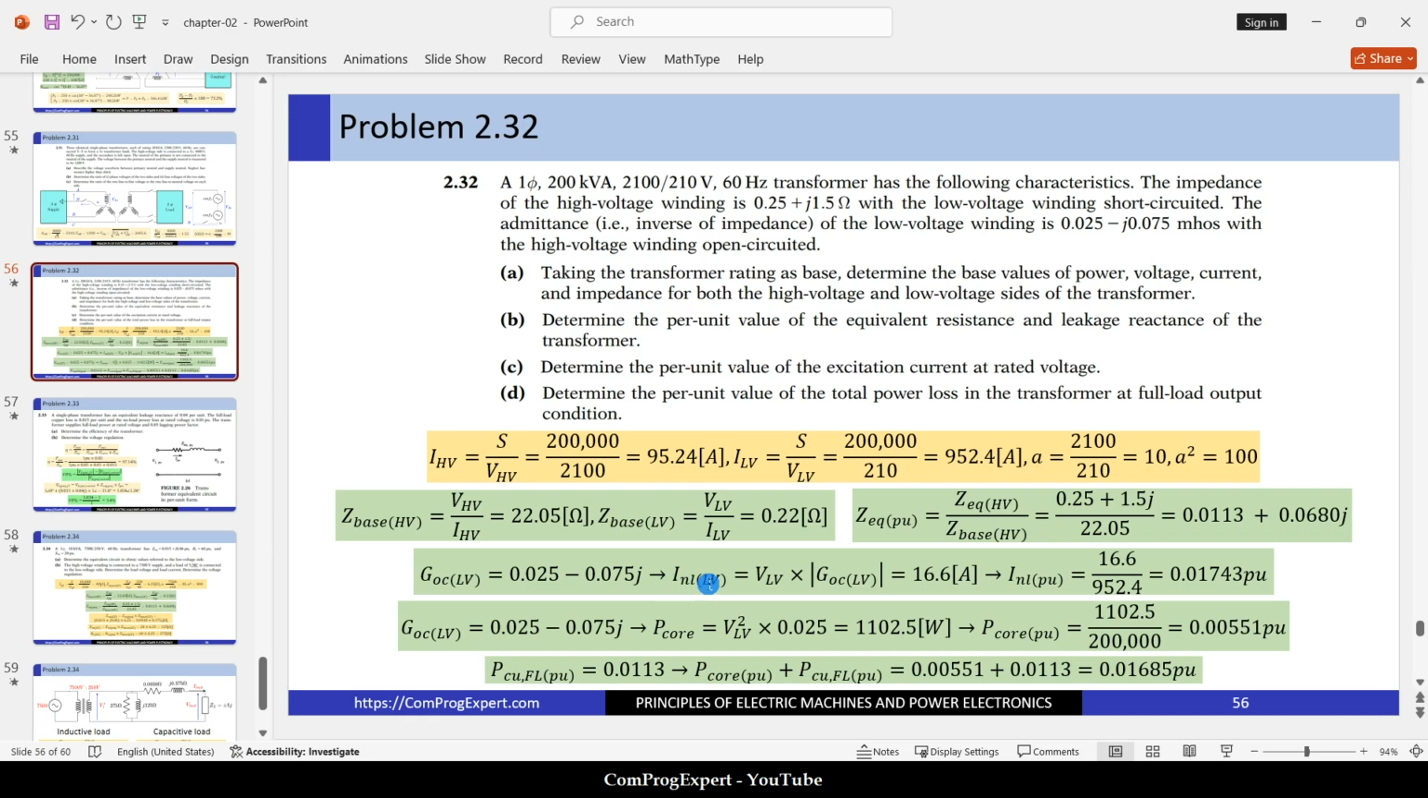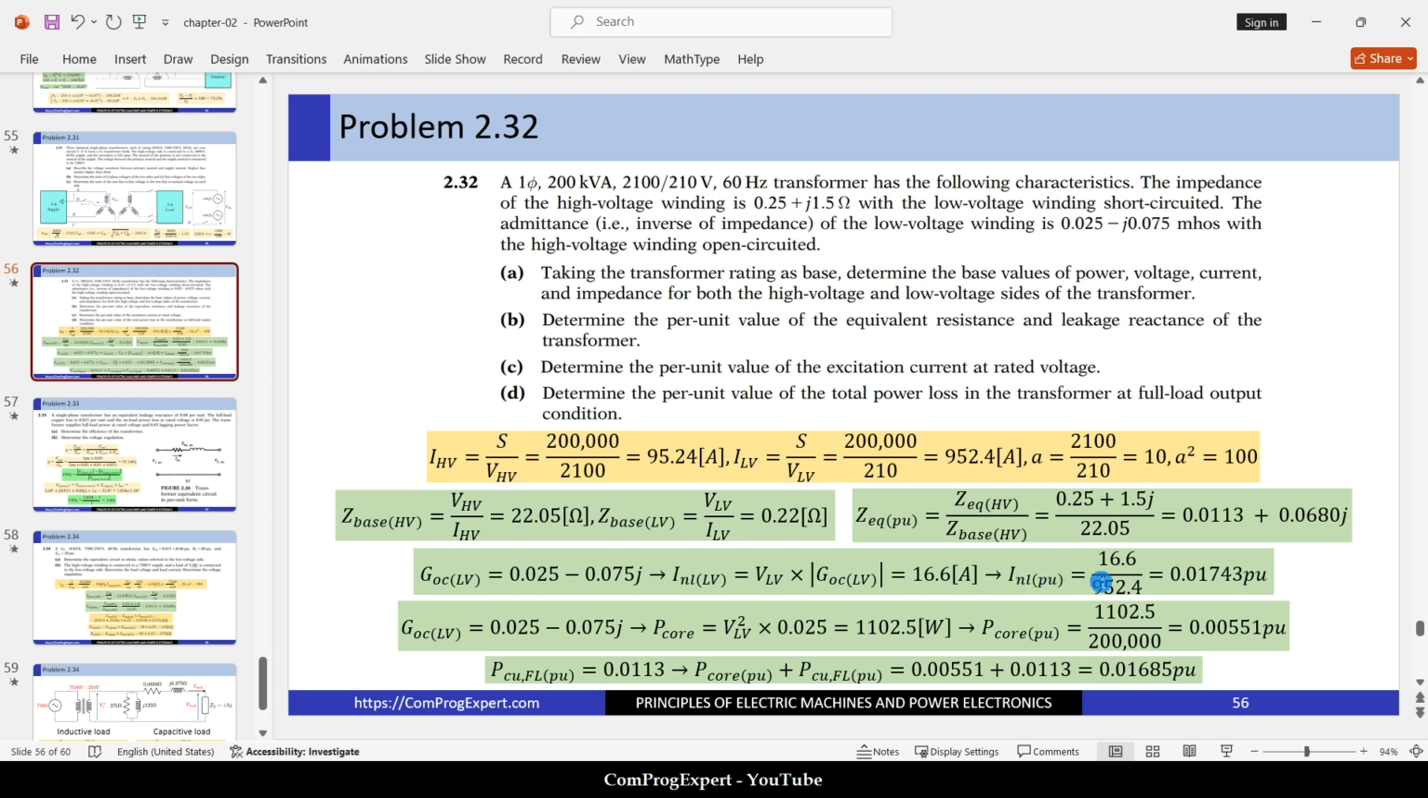What is the value of the no load current? It is the voltage of the low voltage side times the absolute value of the admittance. You know this from the circuit theory course. The value of the no load current is 16.6. We can calculate the per unit value. This is for the low voltage side.